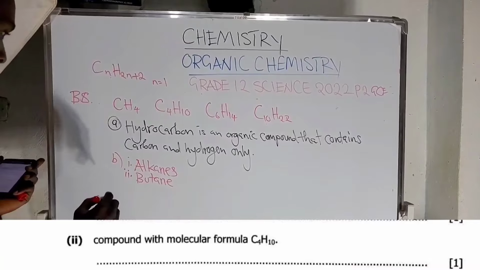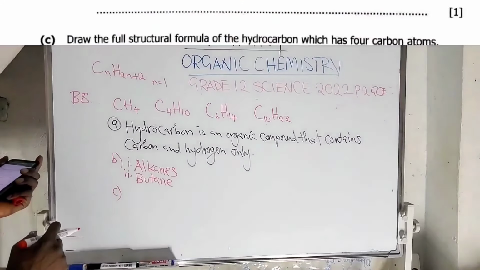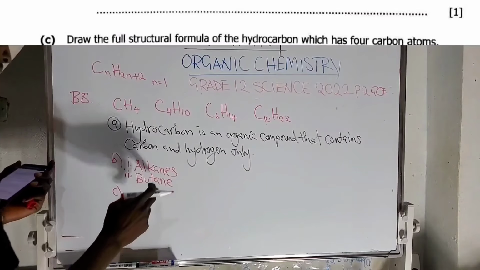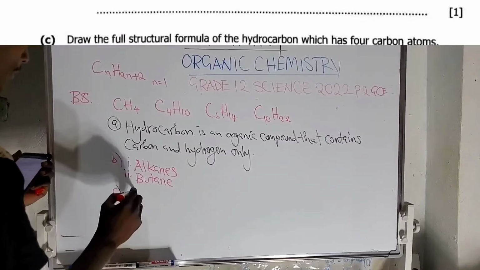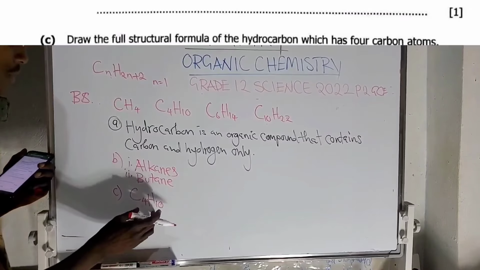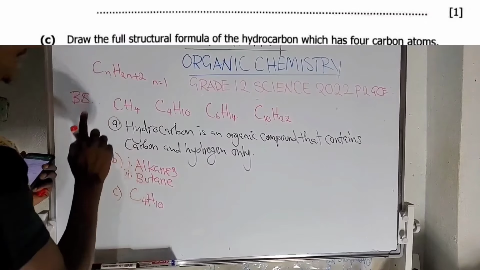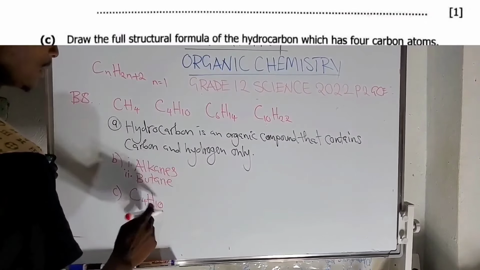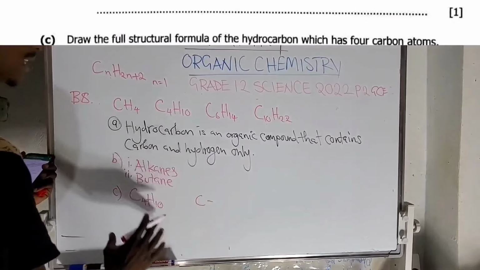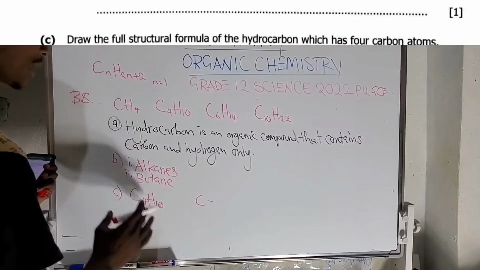Question C. Draw the full structural formula of the hydrocarbon which has 4 carbon atoms. Which is this one? Butane, C4H10. This is not the structural formula, this is the molecular formula. We are asked to draw the structural formula. Alkanes, the carbon atoms are completely surrounded by hydrogen. That's why they are also called saturated hydrocarbons.